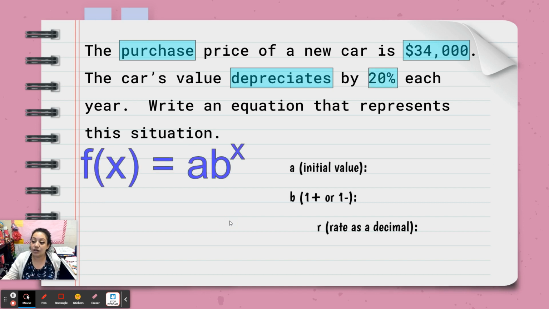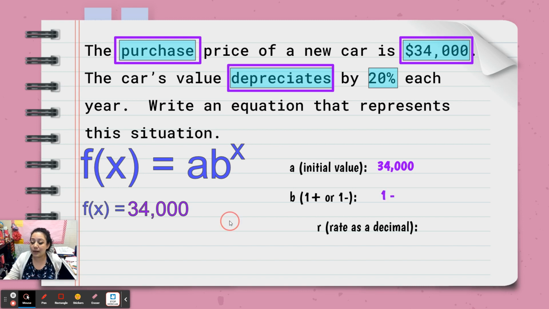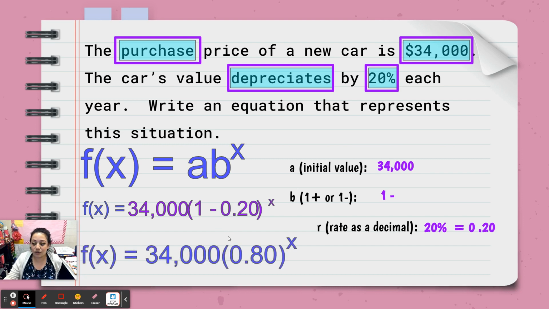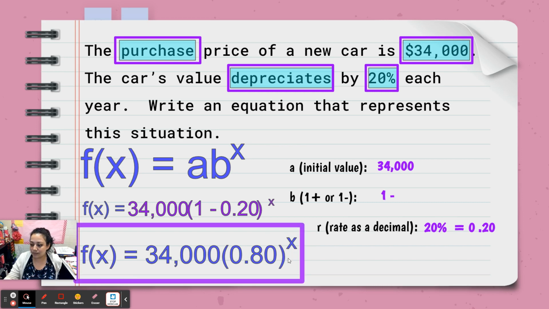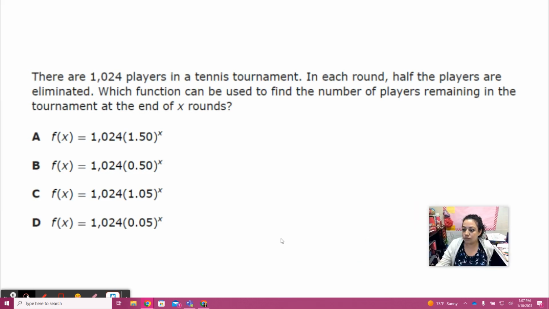So setting that up, again, our initial value, 34,000. And then B, we know depreciate, so it's going to be 1 minus. Now we have to figure out the rate. The rate is 20%. Converted to a decimal, that is 0.20. So your equation, once I work out the inside of the parentheses, is f of x equals 34,000 times 0.80 to the power of x. Okay. Try this one out.